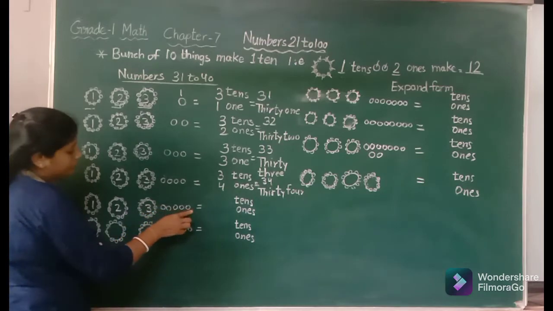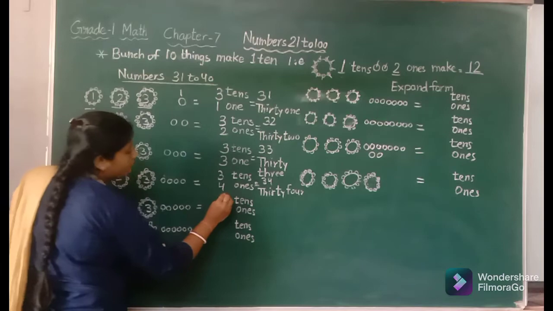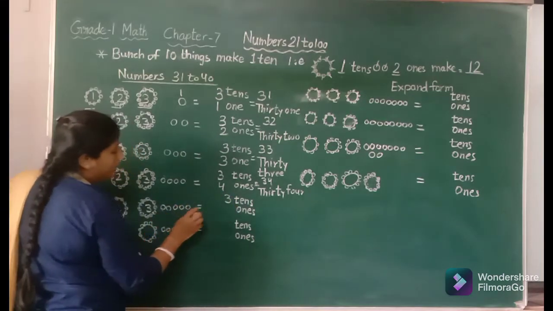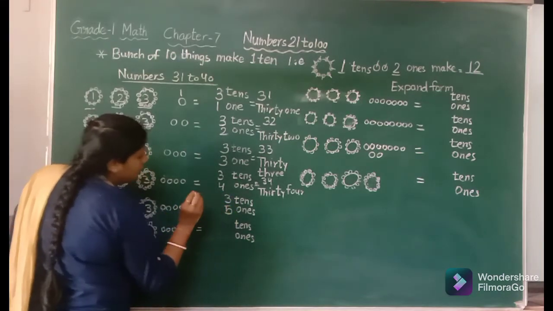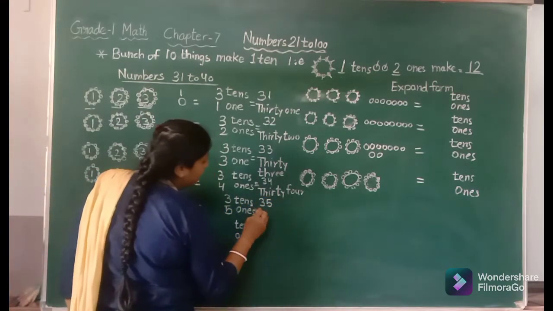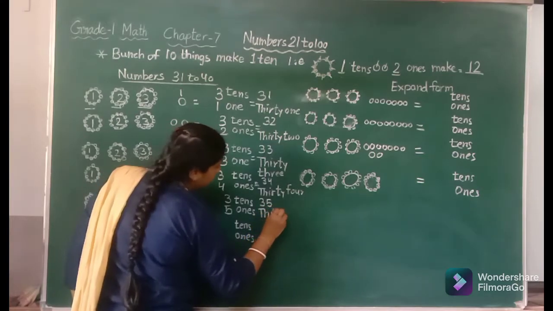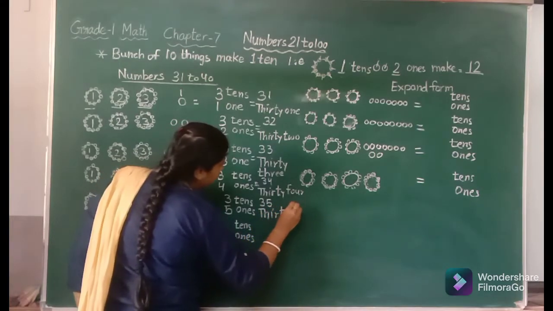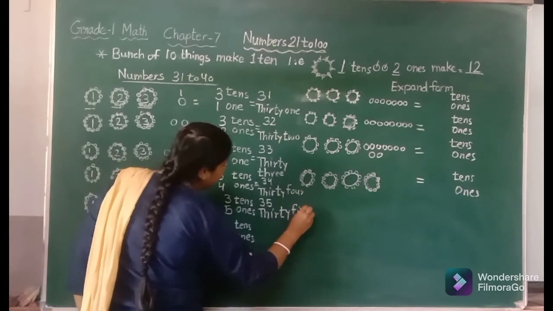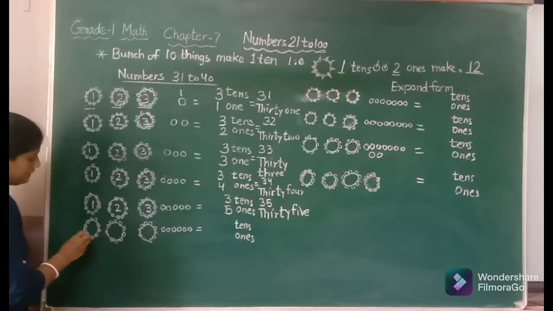Next, 1 ten, 2 tens and 3 tens. And how many beads are there? Count it: 1, 2, 3, 4, 5. 3 tens. We have to write here 3 tens and 5 ones. Make it 35. What is the spelling of 35? THIRTY-FIVE, F-I-V-E, 5. 35.